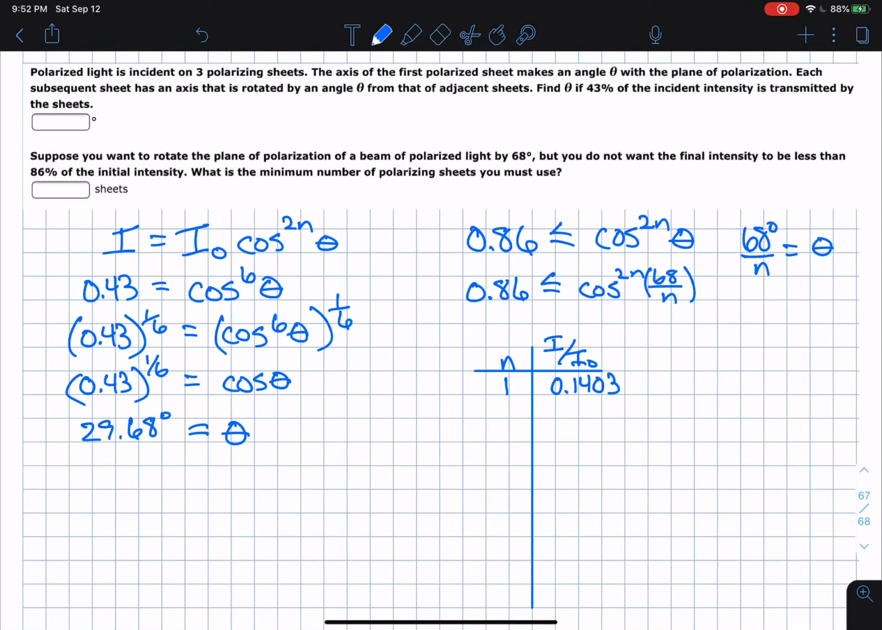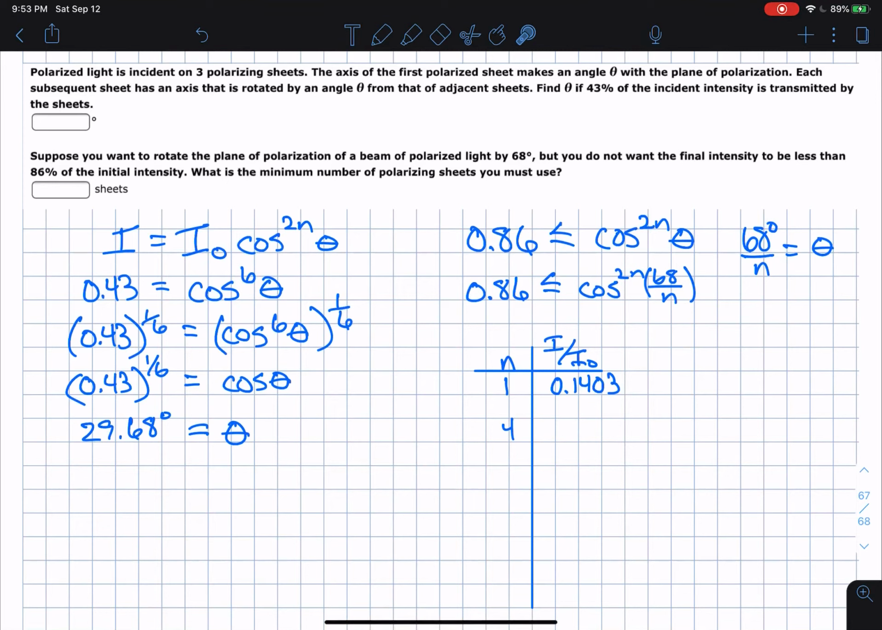I try another one. Now, that's pretty low. I'm not just going to move to 2; 2 is obviously going to be too low. Let's jump up to 4 and see what 4 is. So now I've got to take 68 divided by 4, which works out to be 17. I'm going to take the cosine of 17. That's 0.9563. Then I've got to raise that value to the 2 times n, so 2 times 4 is the 8th power.